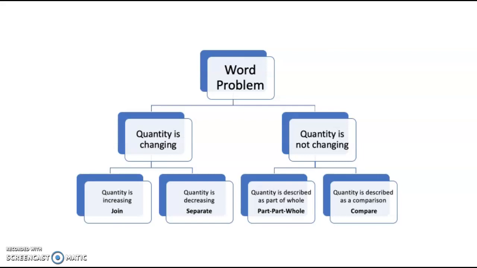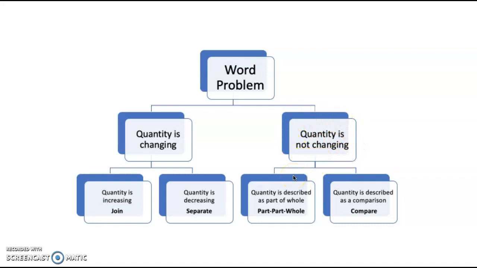Classifying addition and subtraction word problems by their types will help teachers select appropriate word problems and prepare for instruction. There are 4 basic addition and subtraction problem types: join, separate, part whole, and compare. Join and separate problems involve a quantity that changes either by being increased or decreased. Part whole and compare problems describe quantities that do not change.